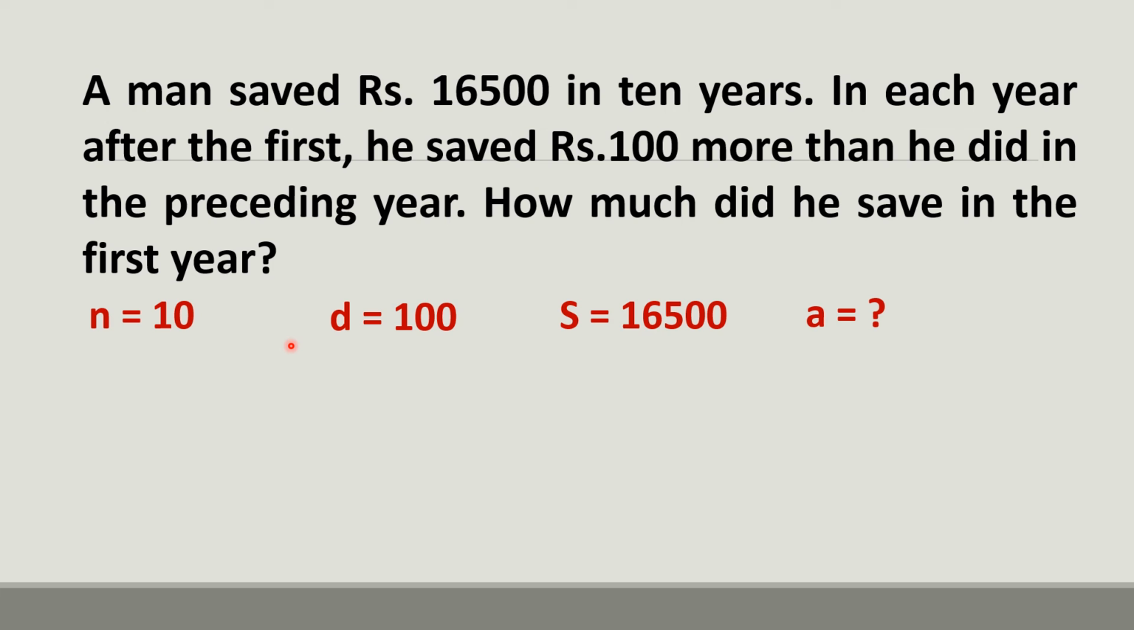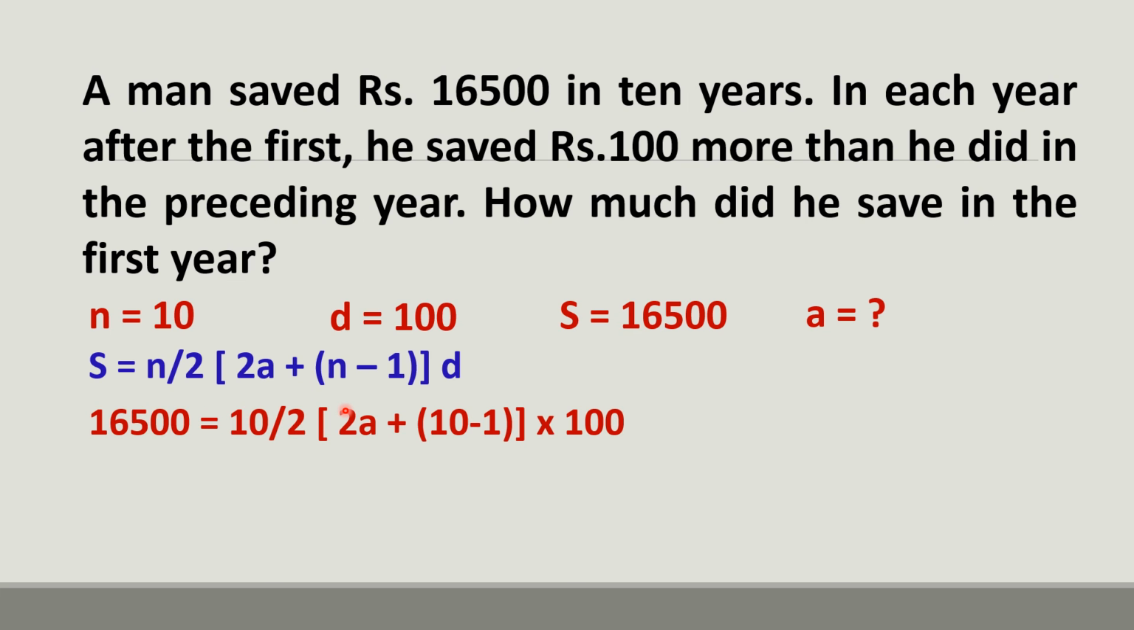We can use the formula to find the sum. S is equal to n by 2 into 2a plus n minus 1 into d. And all these values can be put into this formula. 16,500 is equal to 10 by 2 into 2a plus 10 minus 1 into 100. 100 is d. By solving it, we get 16,500 is equal to 5, 10 by 2 is 5, and 2a is put as such plus 900. That is 10 minus 1 is 9. 9 into 100 is 900.